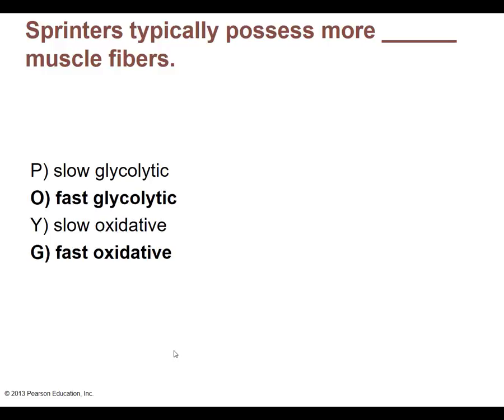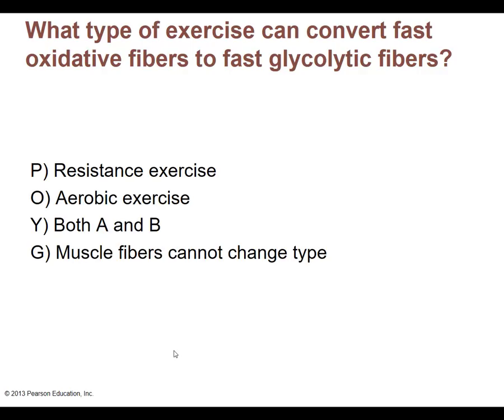Which I kind of just talked about anyways. I was going to say sprinting, but I don't have it as my option. It's resistance exercises, lifting weights, that can convert some of your fast oxidative to fast glycolytic. They don't need the oxygen, so we can go from oxidative to glycolytic.